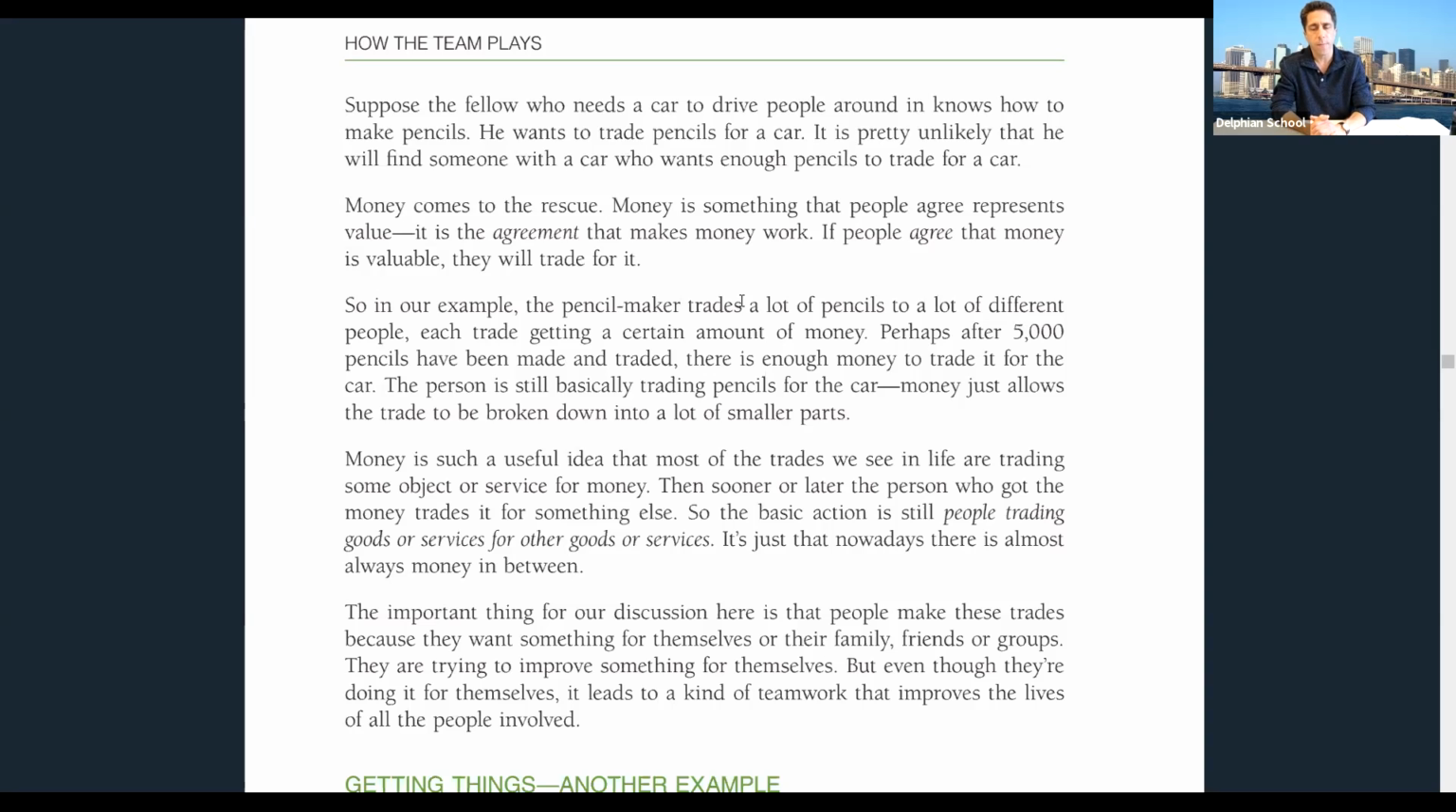So in our example, the pencil maker trades a lot of pencils to a lot of different people, each trade getting a certain amount of money. Perhaps after 5,000 pencils have been made and traded, there is enough money to trade it for the car. The person is still basically trading pencils for the car. Money just allows the trade to be broken down into a lot of smaller parts. And obviously, you can't make one pencil for a car, but if you made 5,000 or 10,000 and sold them for a profit, you could end up with enough money to then exchange and go out and buy yourself a car.